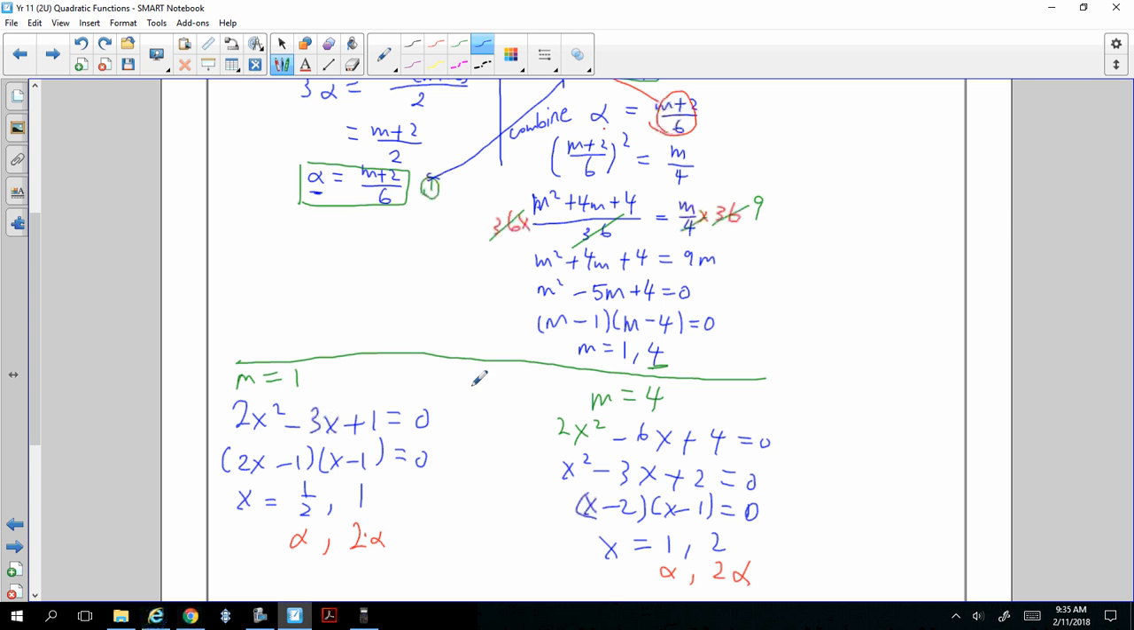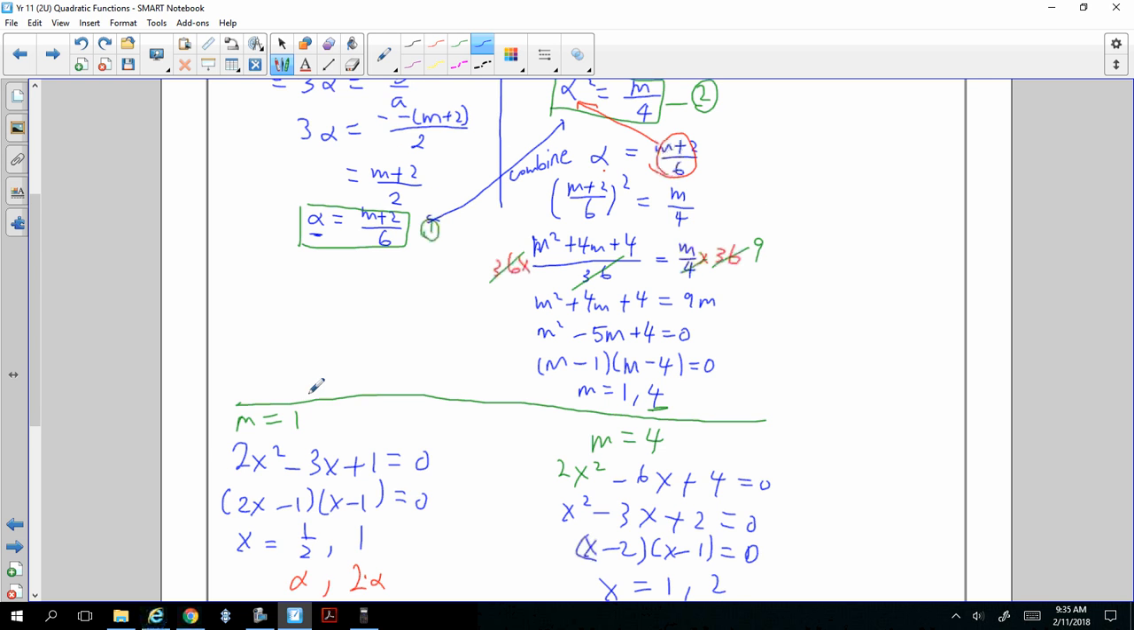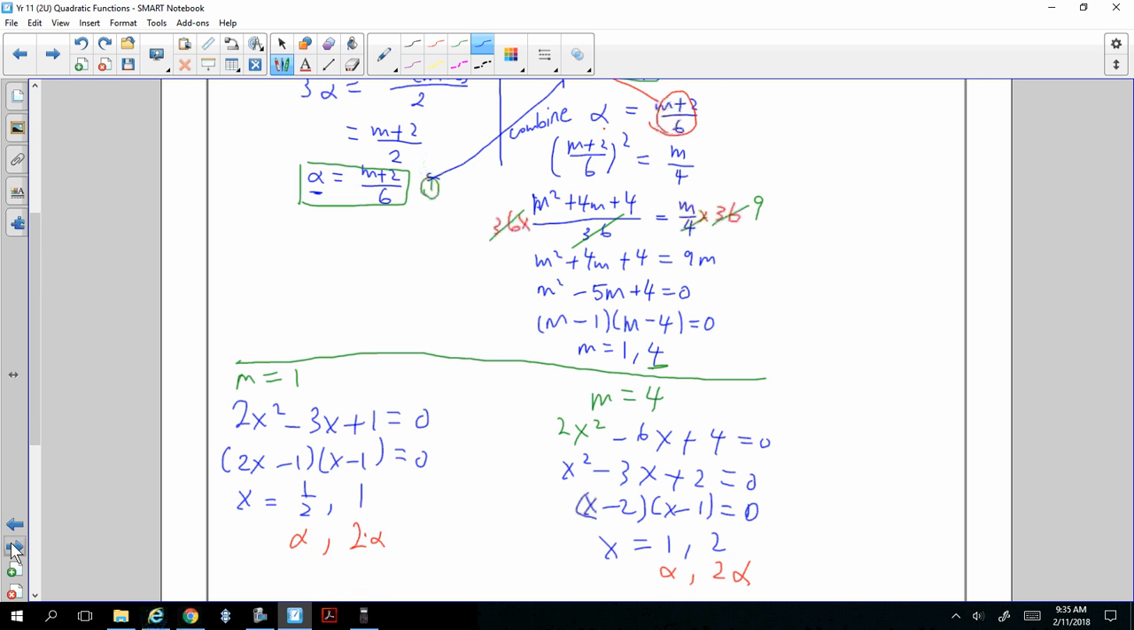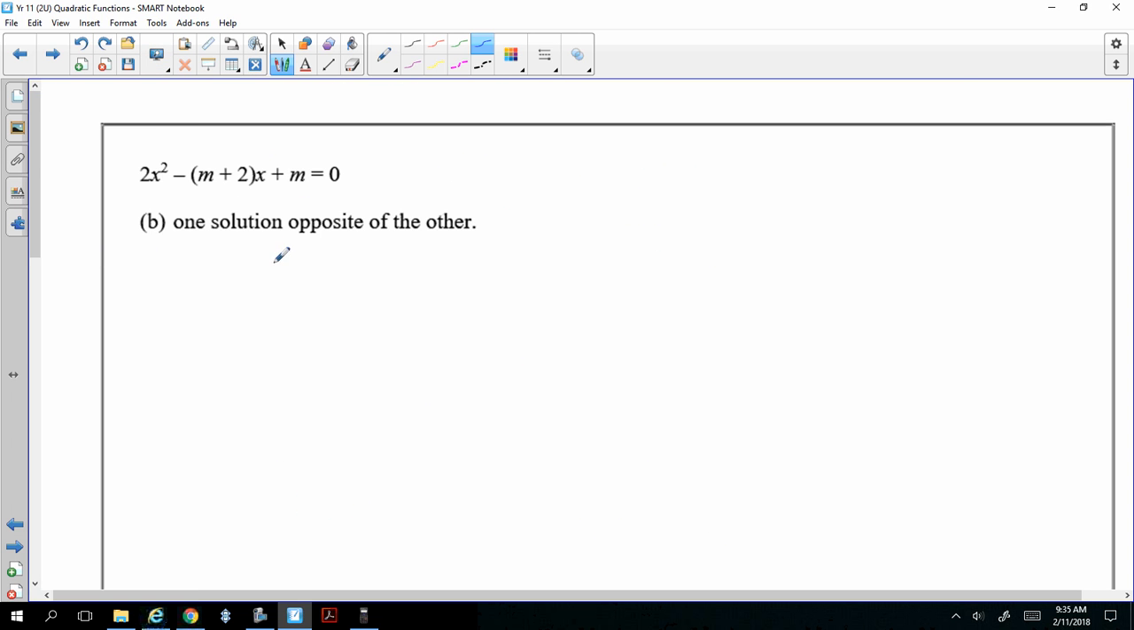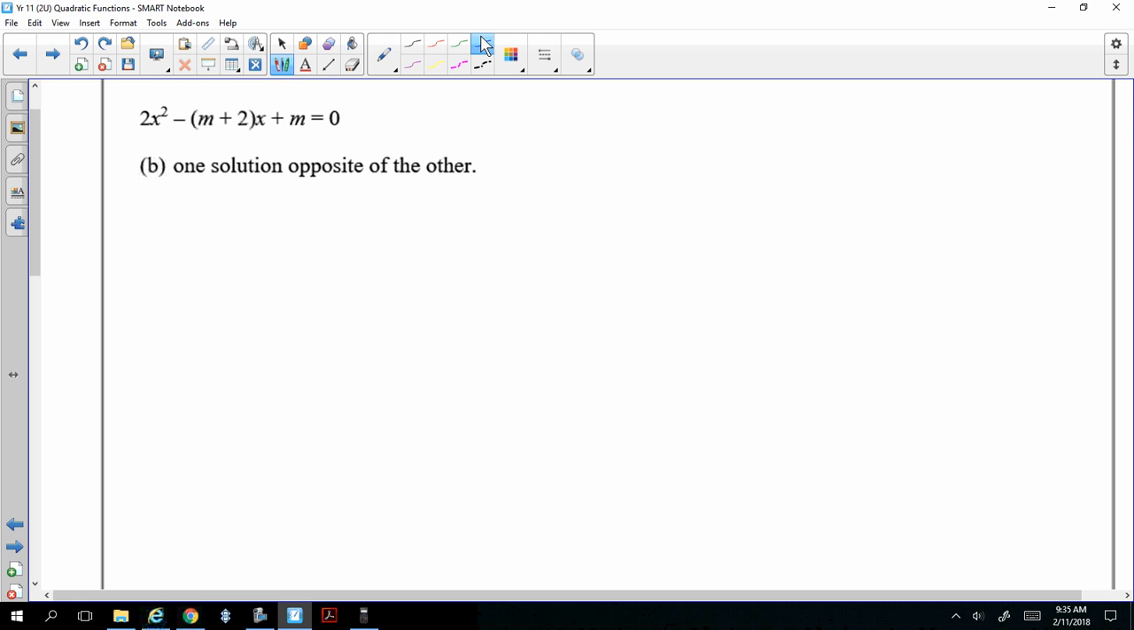Okay, next one. It says one root is opposite the other root. What would you do? What does opposite mean? If one root is alpha, the other root is negative alpha. And then we'll do the sum again. Sum of the roots is equal to minus b over a. Sum is alpha plus negative alpha, equal to minus b over a, which will be minus m plus 2 over 2. Now what happened to the double negative? It becomes plus.